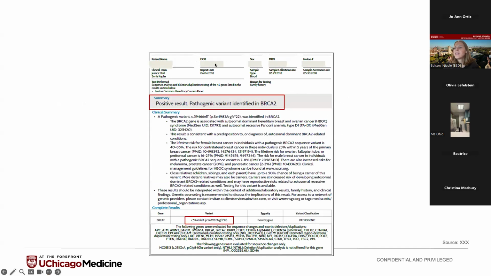And this is just an example of a genetic result. So this is showing someone who had a mutation in the BRCA2 gene. It actually tells you exactly what that mutation is, where in the protein you would see the problem arise. And then they talk about what the genetic risks are associated with this mutation.